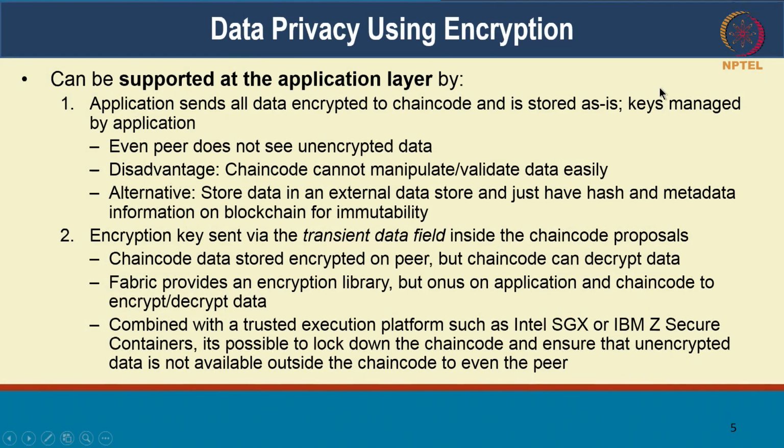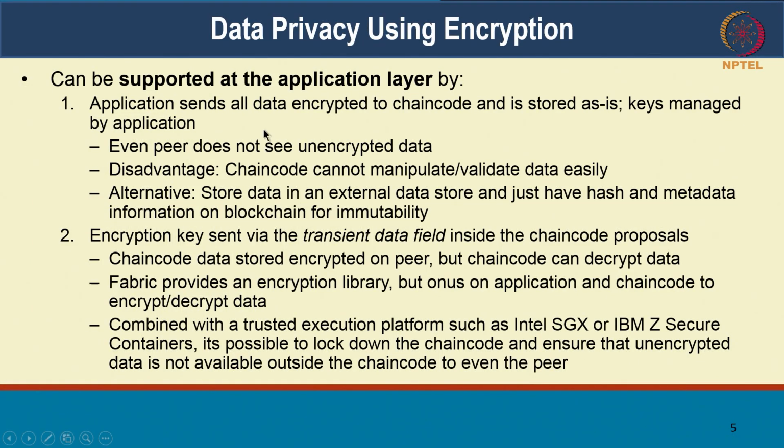So this gives you immutability, but doesn't give you all the other advantages of smart contracts of being able to modify the data in a decentralized fashion on a blockchain network. Right? So that's about application layer encryption. The other thing you can do with Fabric is you can actually send the encryption key to the chain code. So now you're going to let the chain code also see the decrypted content.